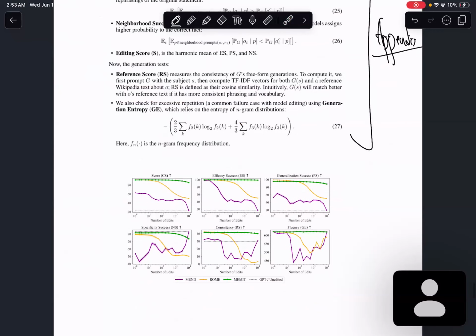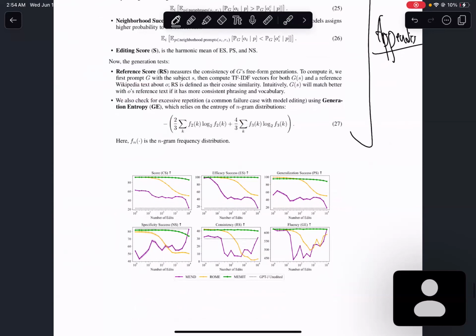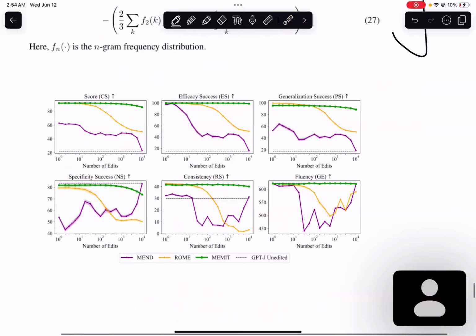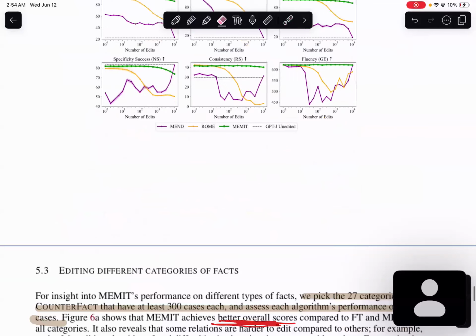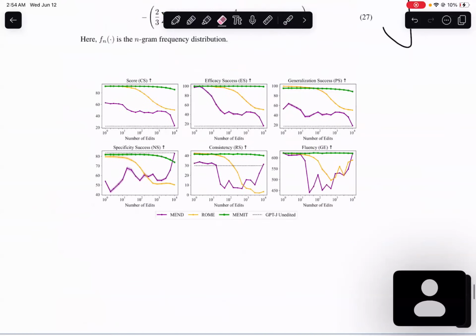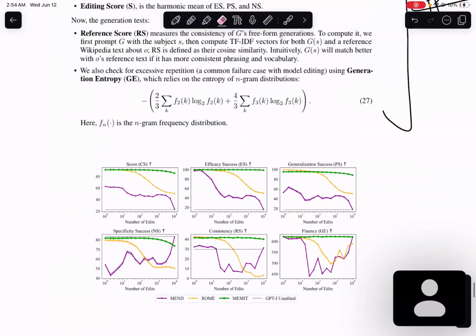Now, here are some of the results in the counterfact. As you can see, MEMIT is performing very, very well. MEMIT is the green line. It's always above a lot of other models, besides this one, which, okay, fine, MEND caught up later on, but MEMIT has been winning the entire time. So MEMIT is pretty good on the counterfact data set compared to other editing methods too.